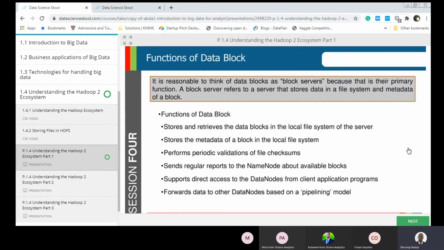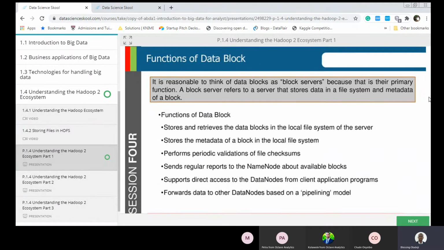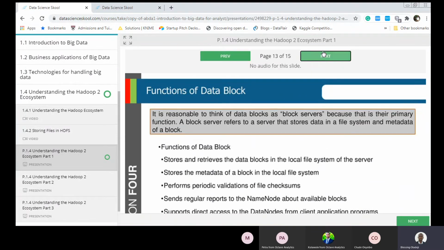So in some cases, when the data is very big, it can spill across multiple data blocks. It's the checksum validation that I use to know that it's the same data that we are combining together. So that is that on data blocks.